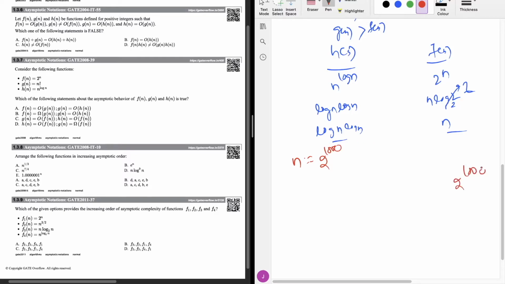2 power 1000 only, because here only n is given, but here I will be getting 1000 into 1000, because it is log n into log n. So 2 power 1000 is like 1000 here. By applying logarithm, the 2 gets cancelled out, and we will be getting 1000 here, and for this log n we will be getting 1000 here. So this is 10 power 6, right? And this is 2 power 1000.